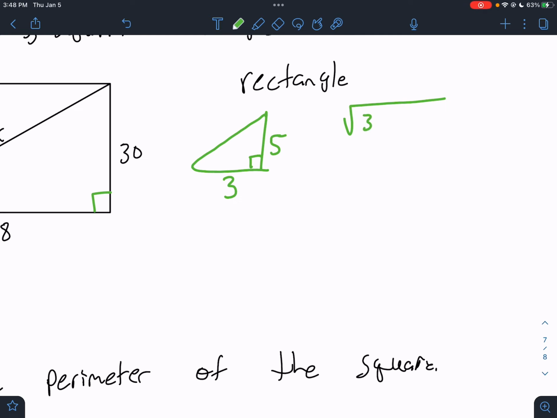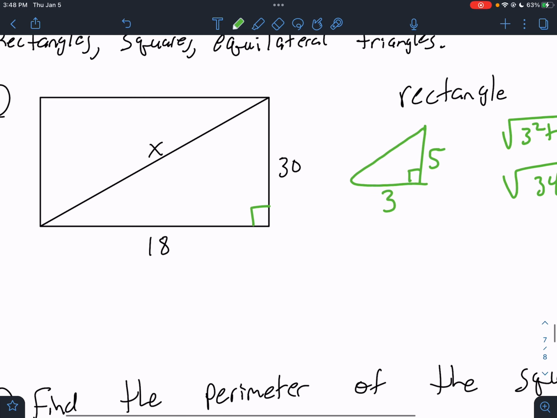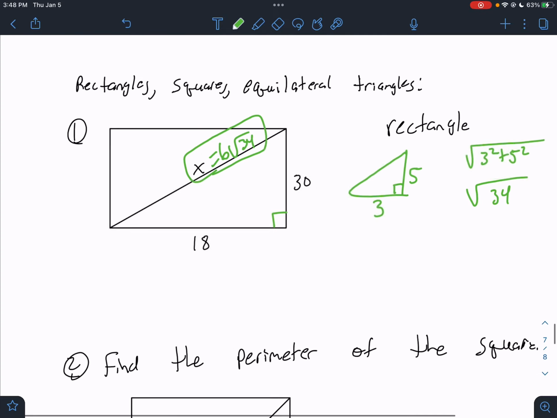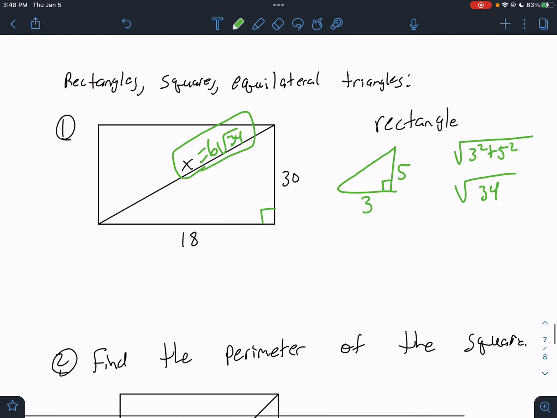It's the square root of 3 squared plus 5 squared, which is 9 plus 25. That's the square root of 34. But we multiply by 6 to get 6 root 34. Right? We divided by 6 to get the smaller one. We have to multiply by 6 to get the bigger one. So that was just normal Pythagorean theorem. That was not the new stuff.